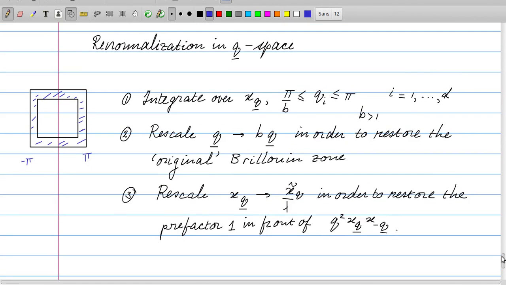So we have 3 steps in summary. We integrate over the fast degrees of freedom. Those are the xq's that live in this part of the Brillouin zone. And then we increase the size of the smaller block here, which contains the slow degrees of freedom. We rescale it to fill again the original Brillouin zone. And then we restore the factor of 1 in front of the q squared by a simple rescaling of my integration variables. So that's a completely different rescaling from the rescaling of the q, obviously. It's just there to restore this prefactor.